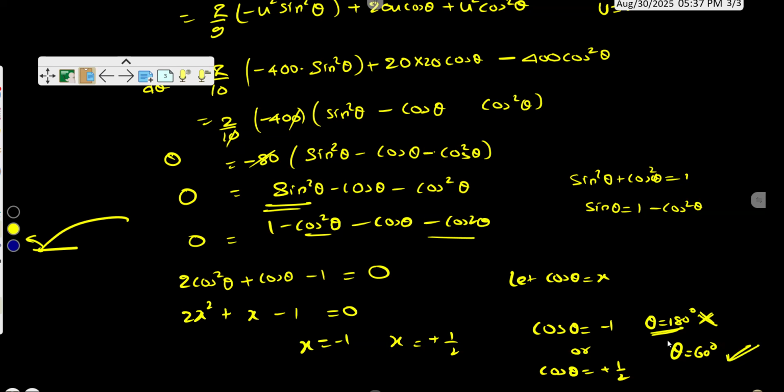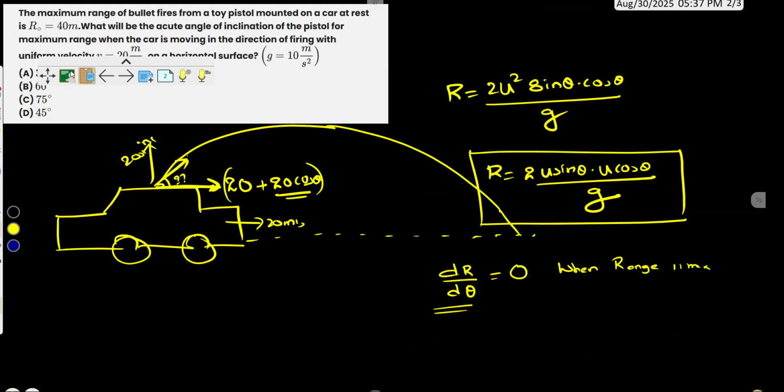So theta is 60 degrees. So the maximum projection would be at 60 degrees.